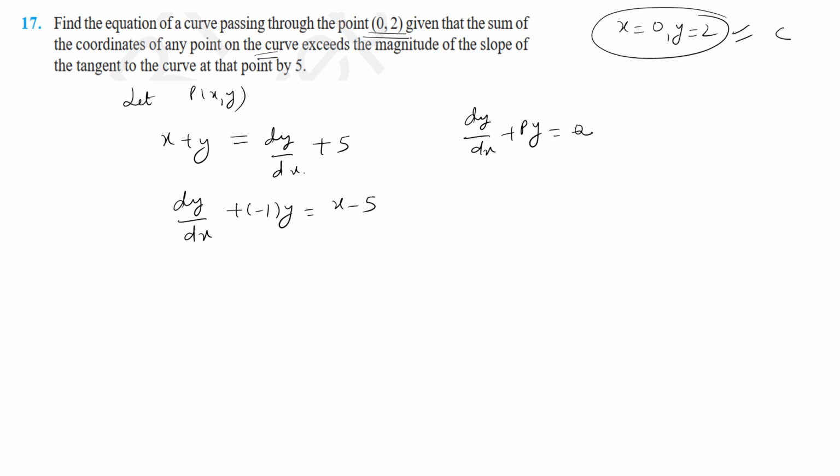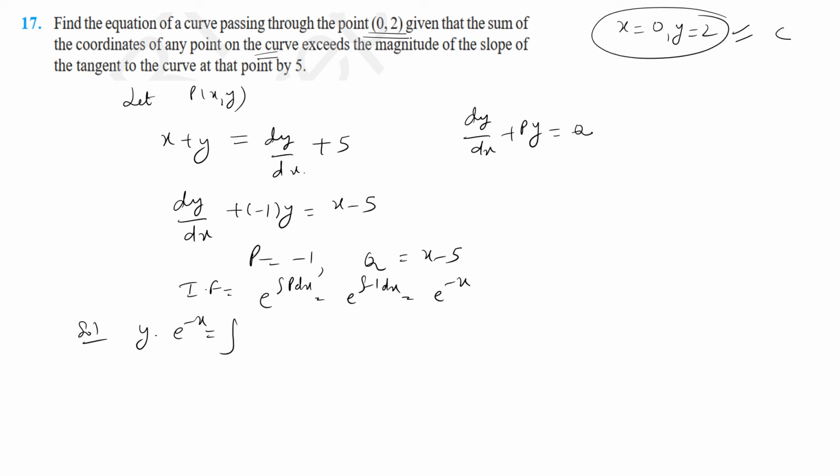So clearly from here p is minus 1 and here q is x minus 5. So the integrating factor here is e raised to power integral p dx, which is e raised to power integral minus 1 dx, which is equal to e raised to power minus x. So the solution is given by y into integrating factor is the integral of q. Q is your x minus 5 into e raised to power minus x dx plus c.